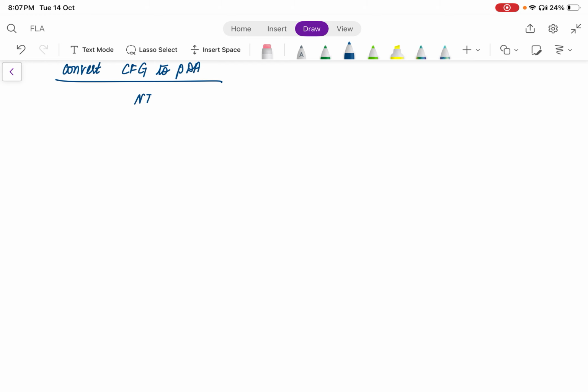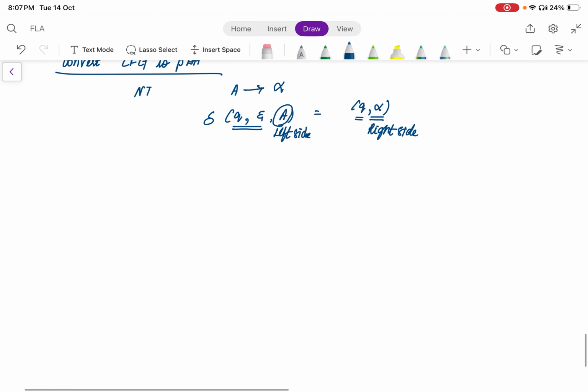So a non-terminal of the form A tends to alpha, you change this to delta of Q, Q is your state, epsilon, A equal to Q comma alpha. So here this is the template. For everything you write Q comma epsilon. Here also you write Q. But this one is the left side of your production. This side is the right side of your production. Okay, this is how you change the non-terminals.